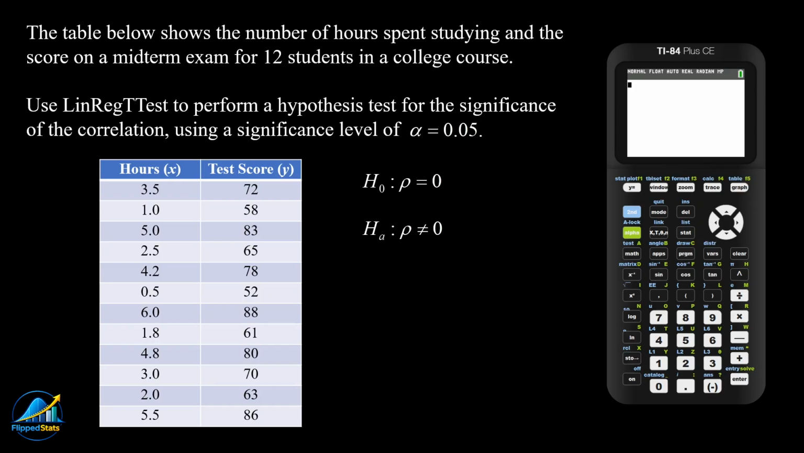So when we run the test, we'll get a p-value out of it, and the interpretation there is that it's the probability to see a correlation coefficient this far or farther from 0, based on the assumption that the null hypothesis is true. So we need to enter the data in our calculator.